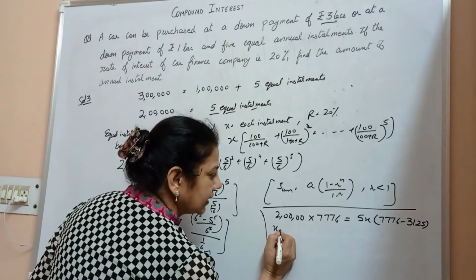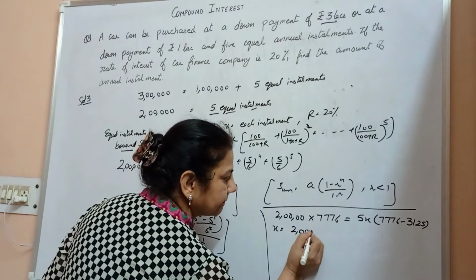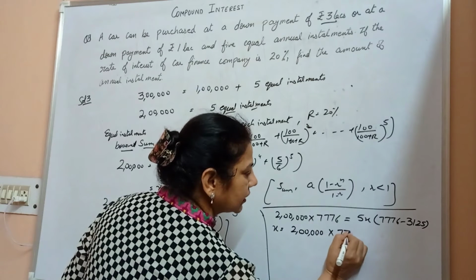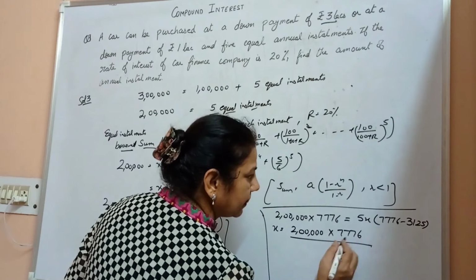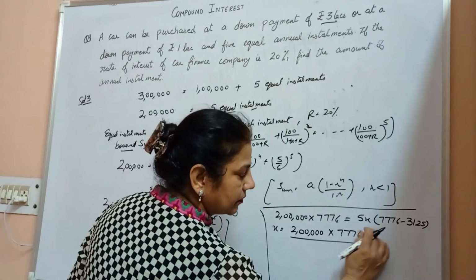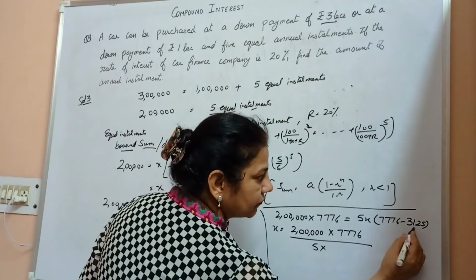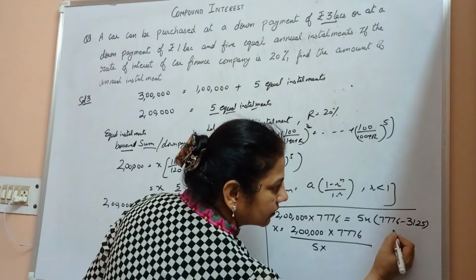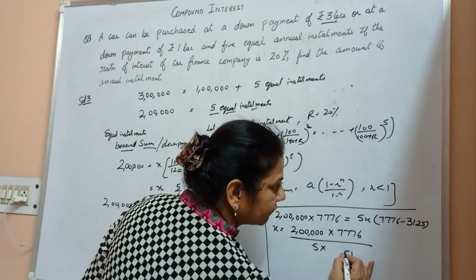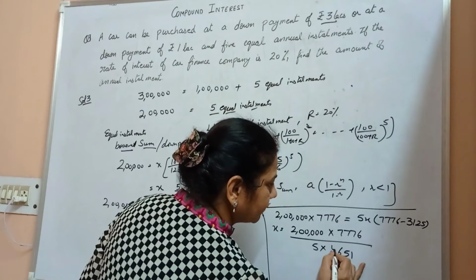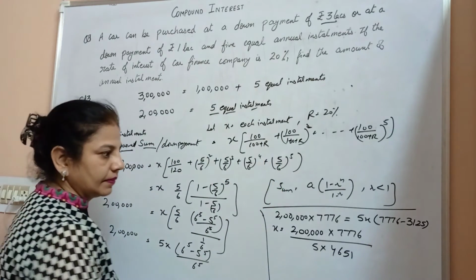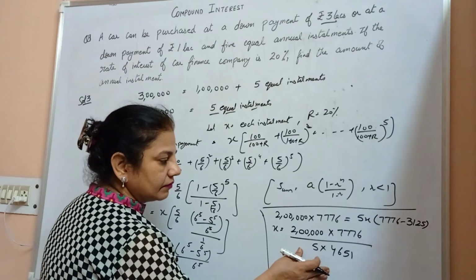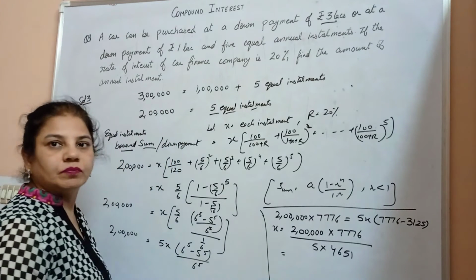Again on solving, x will be 2 lakh into 77776 divided by 5 into, if you subtract these two, what will you get? 4651. Again, now to solve this, we take the log on both sides.